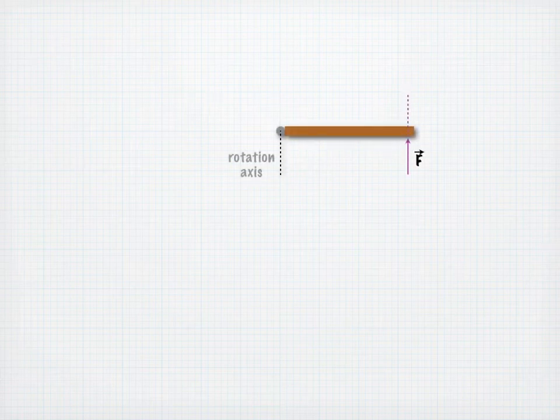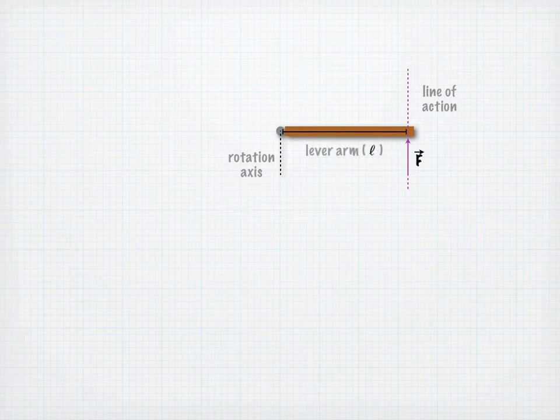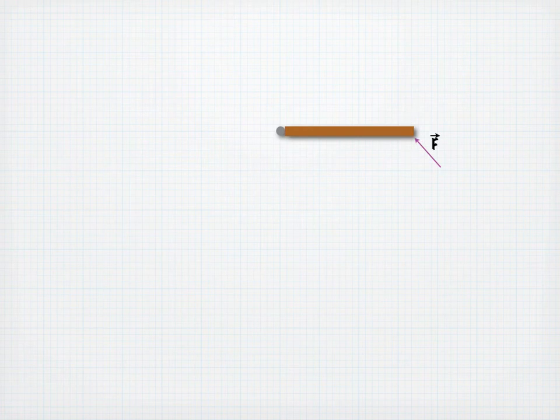A force is applied to a rotating body along what we call the line of action. It's a line that extends out from the force vector. We call the distance from the rotation axis to the line of action the lever arm, L. The lever arm is drawn at a 90-degree angle to the line of action. So, if the force was applied in this direction, this would be the line of action, and this would be the lever arm.